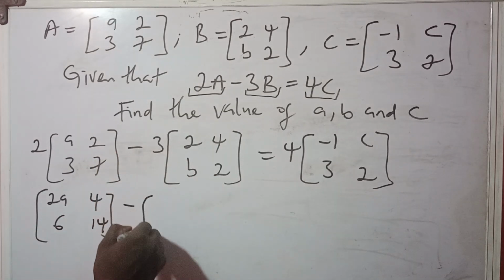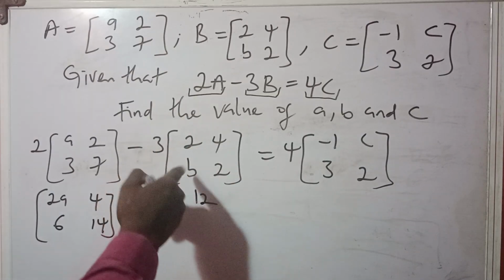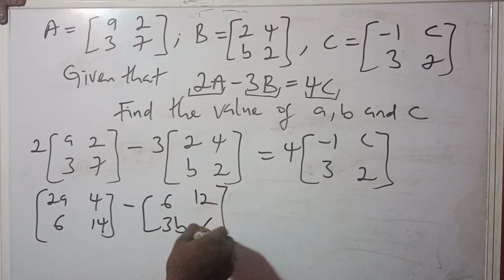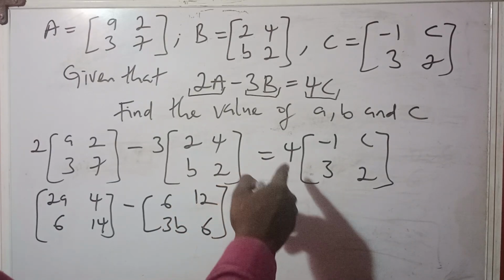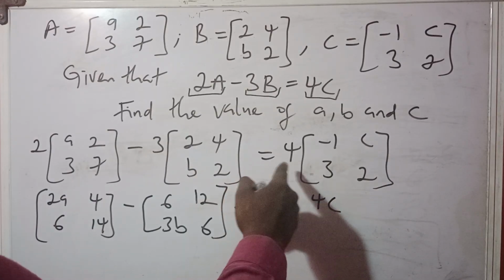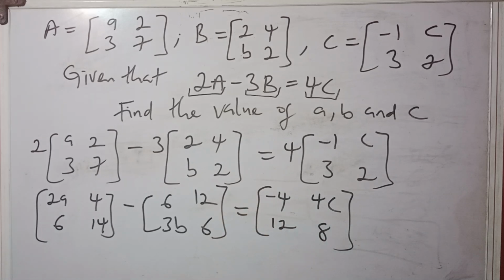3 times 2, we have 6. 3 times 4, we have 12. 3 times B, we have 3B. 3 times 2, we have 6. And this is supposed to be equals to 4 times minus 1, we have minus 4. We have 4C. We have 12. And we have 8. So we are done with the application of scalar multiplication.